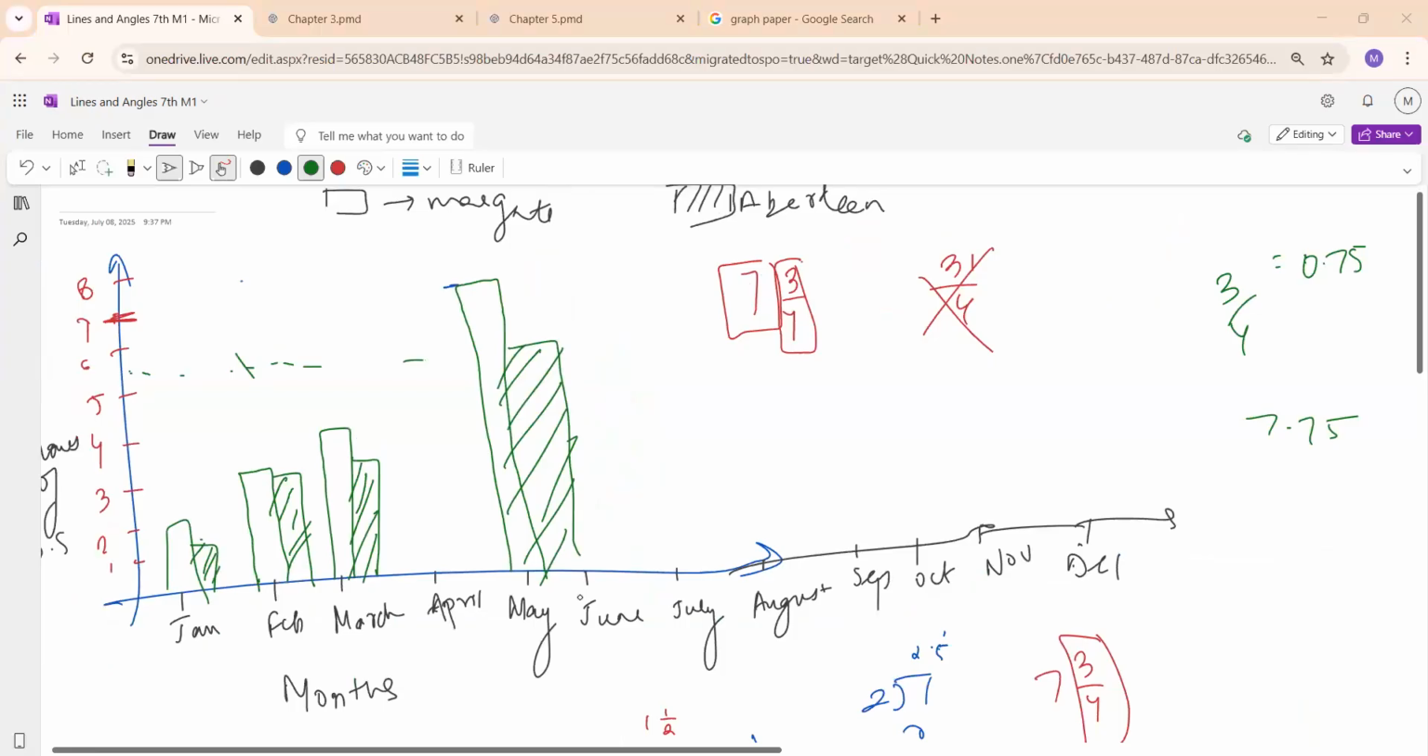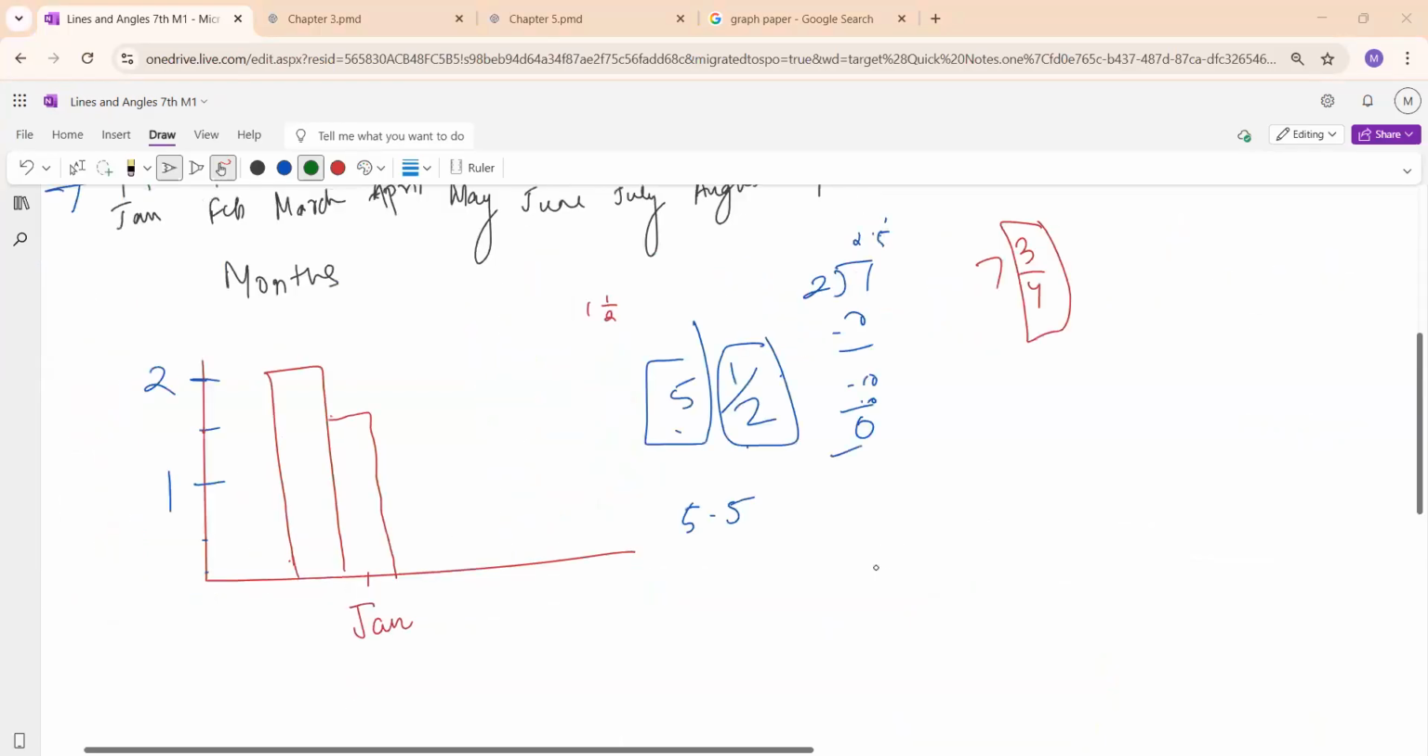But sir, it is 0.75. Then why did you write it as 7.75? Okay, good question. See, 7 and 3/4 actually means 7 plus 0.75. Otherwise, what would you do? You would write 70.75. No, that would be wrong. That would be way too much. We at least know that this is less than 8.